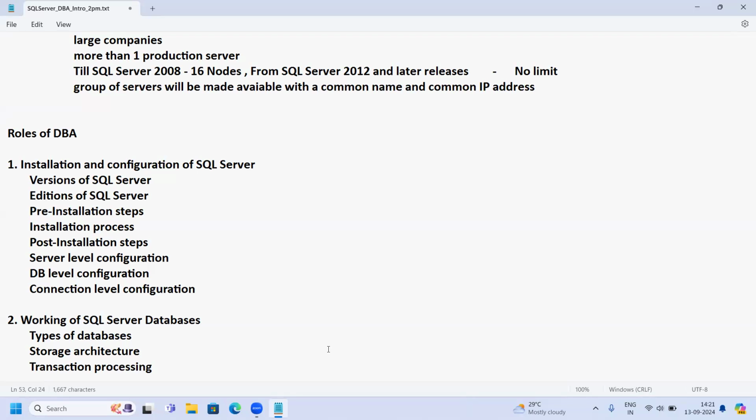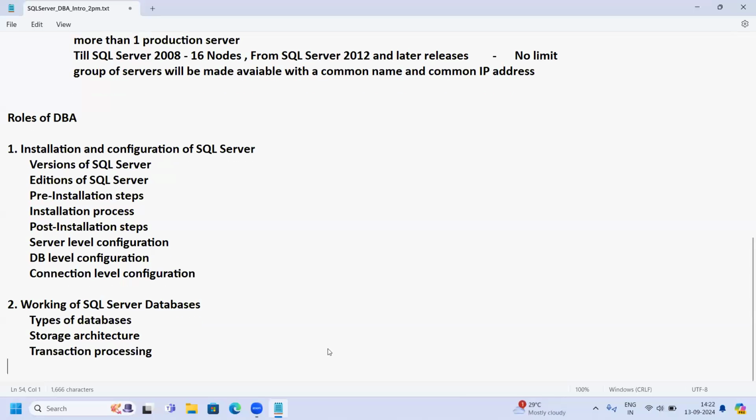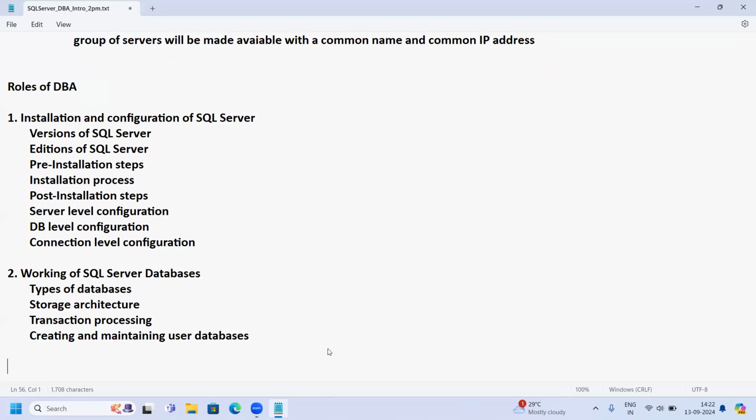Okay, fine. On that day, we'll discuss everything, even about transactions. And we need to know about the background processes when your transaction is working. I'll come up with the architecture on the day to explain how a transaction works. Then we learn about creating and maintaining user databases, that is, business databases.